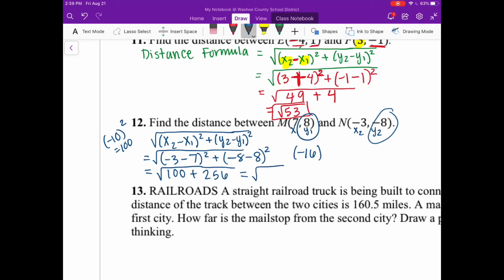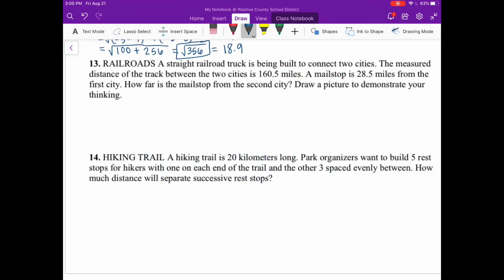So I go ahead and add those two up. I get 356, and I'm just going to leave it here. Now you can go ahead and plug this into your calculator and get a decimal answer. In this case, it would be 18.9. We are later going to go over how to simplify radicals, so if you leave it as a radical and stop there to avoid error, that is totally fine. All right, last two problems here.